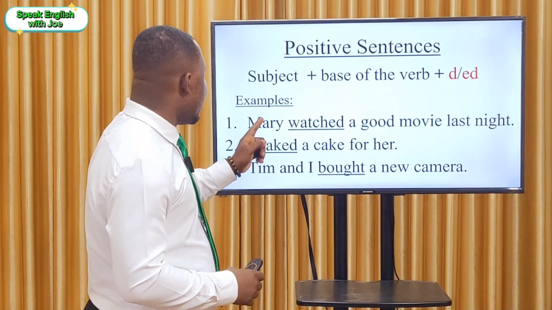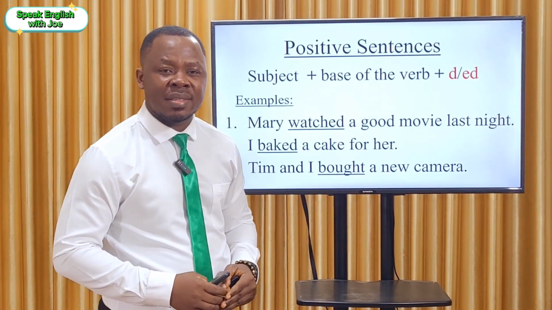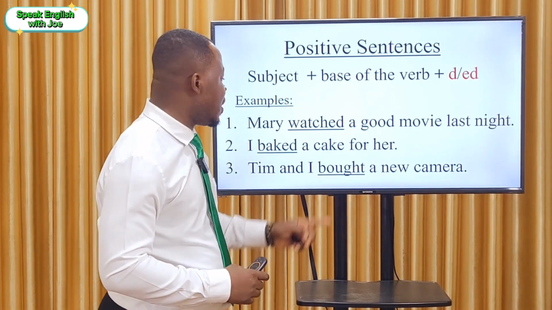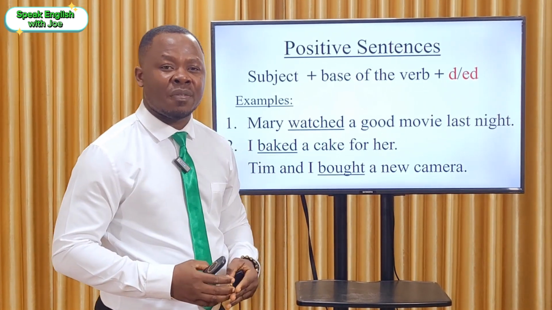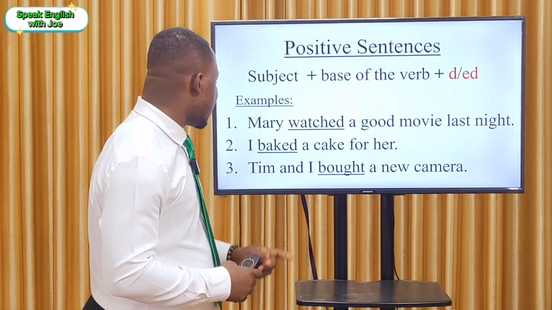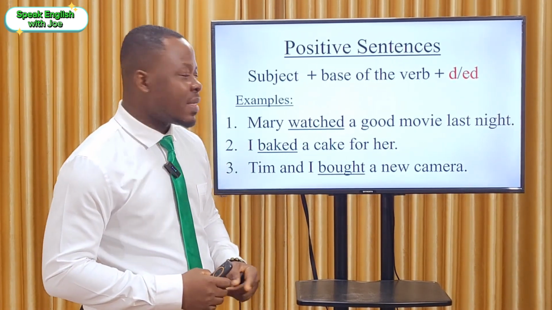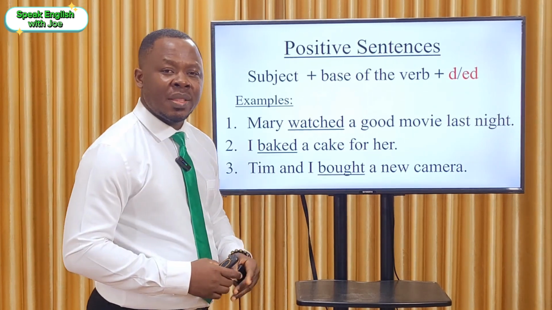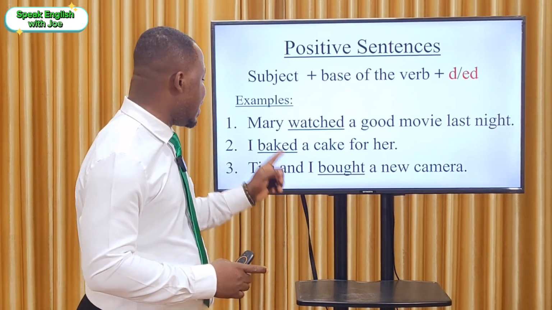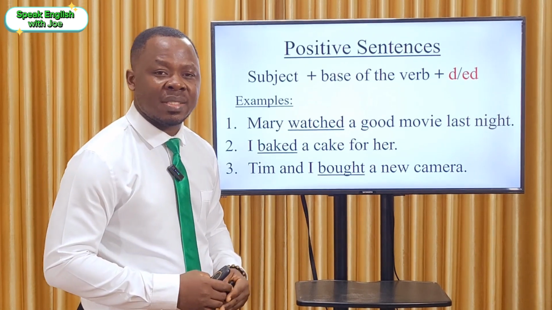Number 1, Mary watched a good movie last night. In this sentence, the subject is Mary, and the base form of the verb is watch, which is a regular verb. So we add ed, making watched. And number 2, I baked a cake for her. In this sentence, the subject is I, and the base form of the verb is bake, which is a regular verb and ends in E. So we only add D in the past simple tense.